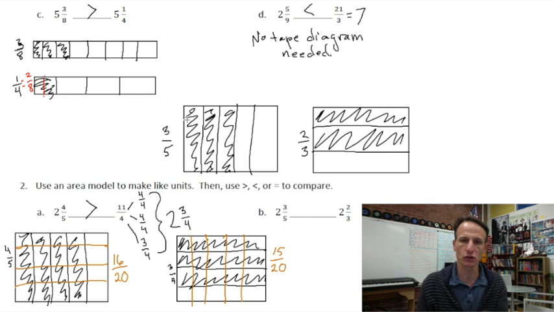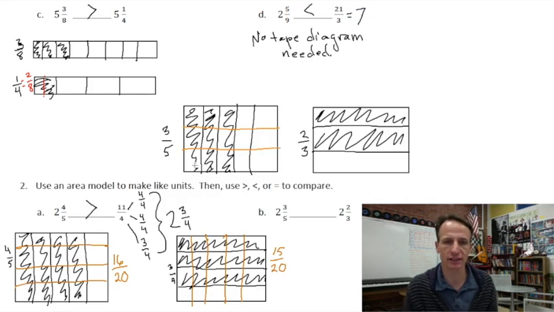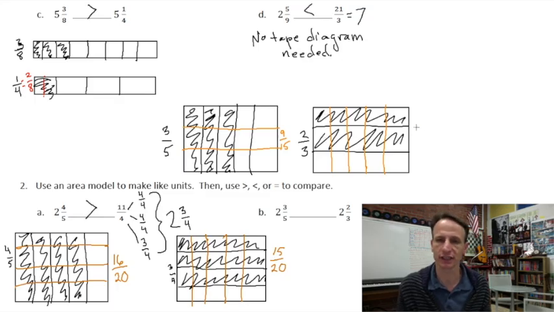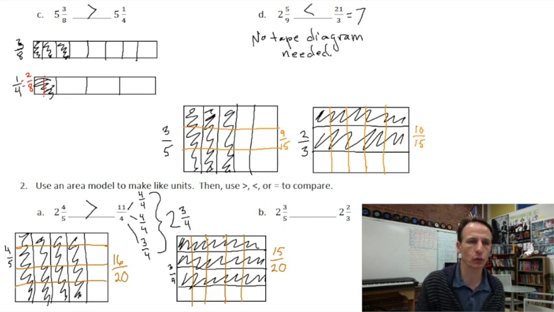So I made these 2 horizontal lines for thirds, and I will overlay them here. And that gives us 3, 6, 9 out of 15. So this is 9/15. And then over here I'm going to overlay the 4 vertical lines to make fifths. So 1, 2, 3, and 4. And that gives me 5, 10 out of 15. This is 10/15.